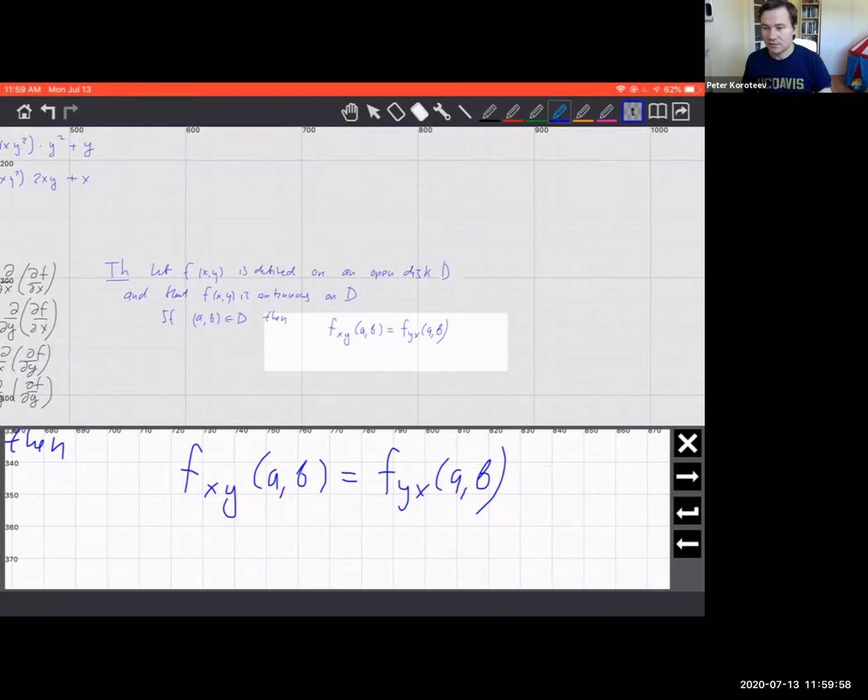So no, it's the other way around. So if the function is continuous, then derivatives are equal. There is no opposite statement. So there's a contrapositive statement. If the derivatives are different, that means that the function is not continuous.